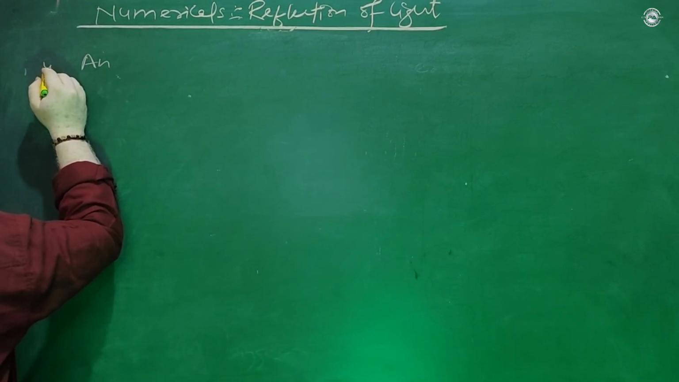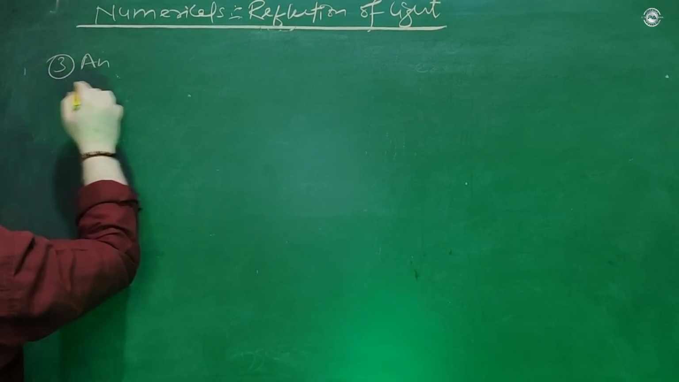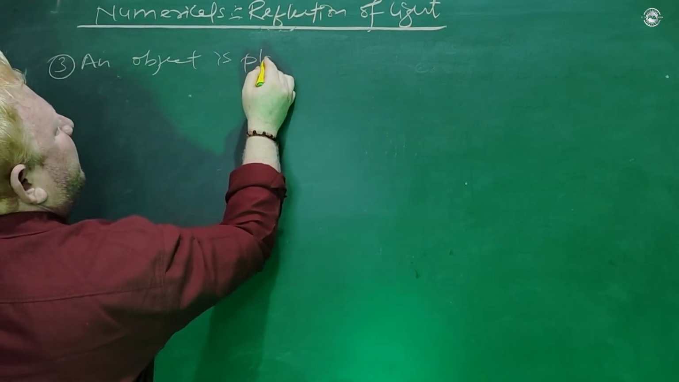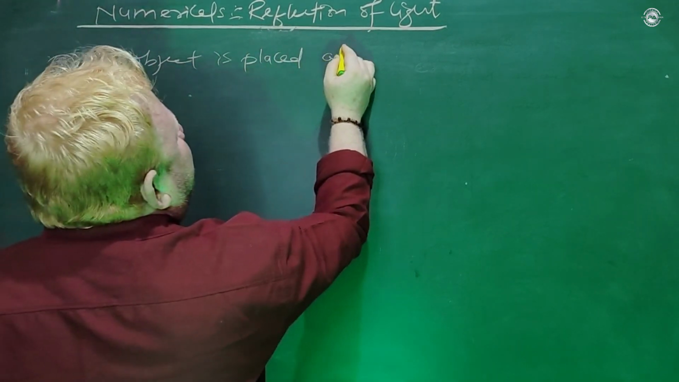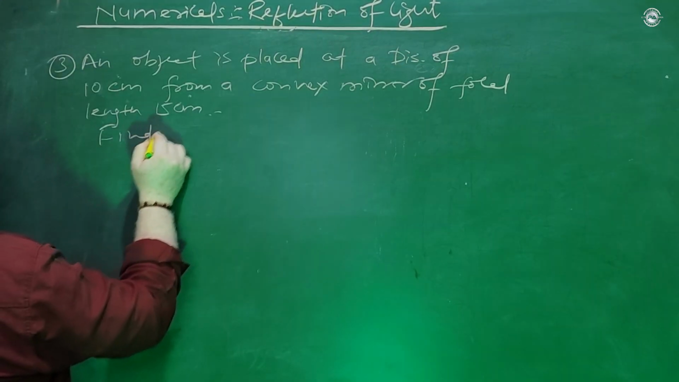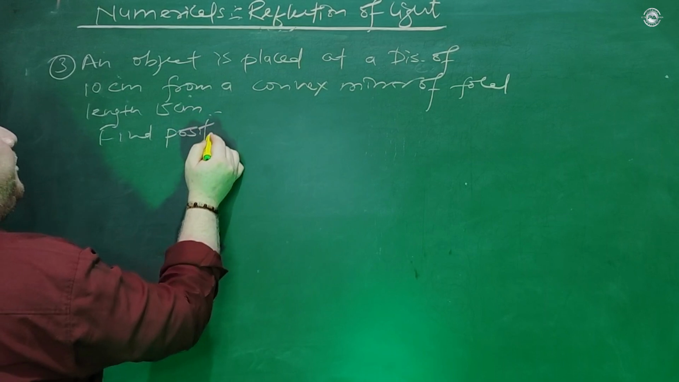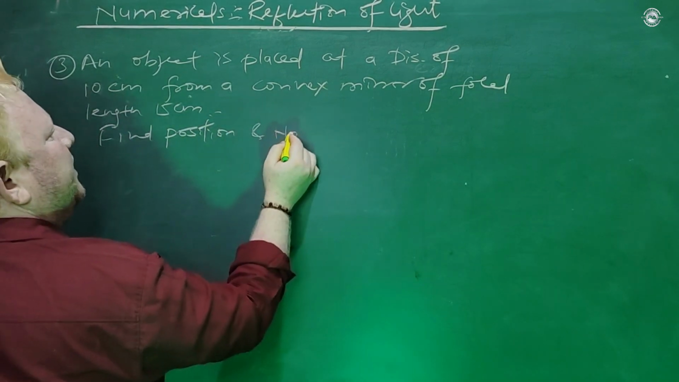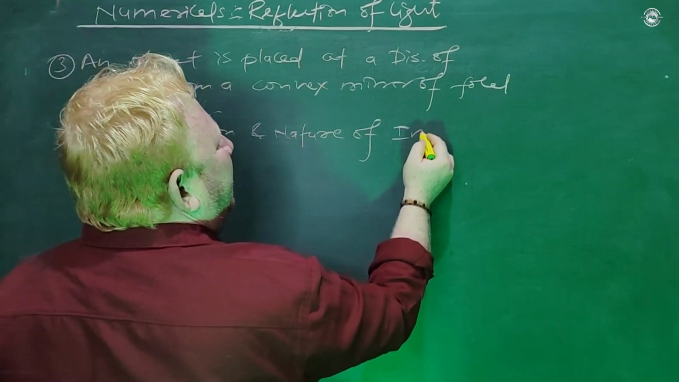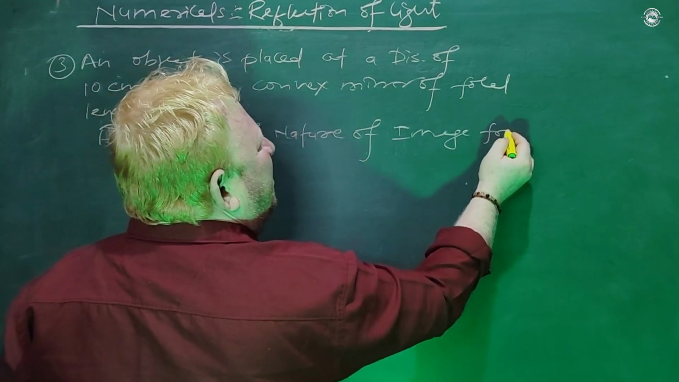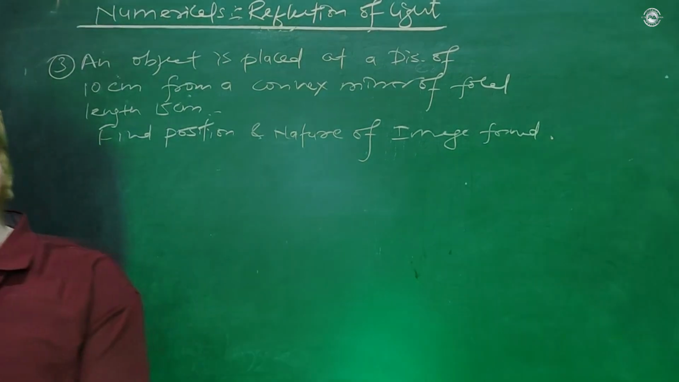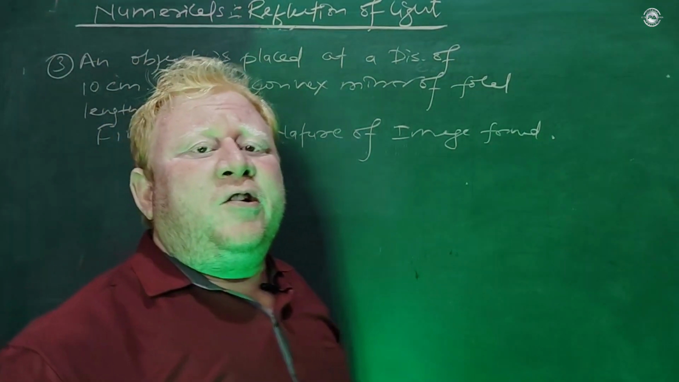And an object is placed at a distance of... position and nature of image formed. This is one of the questions, and this question is based on numericals.